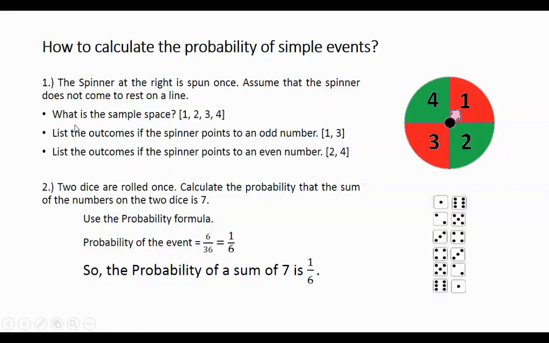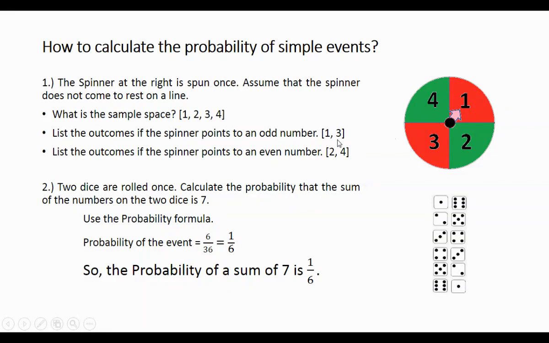So we have some questions here. First, what is the sample space? Of course, that is very basic, so we can see the list of the possible outcomes. We only have 1, 2, 3, and 4. Second, list the outcomes if the spinner points to an odd number. So we have 1 and 3 only. If the spinner points to an even number, we only have 2 and 4.